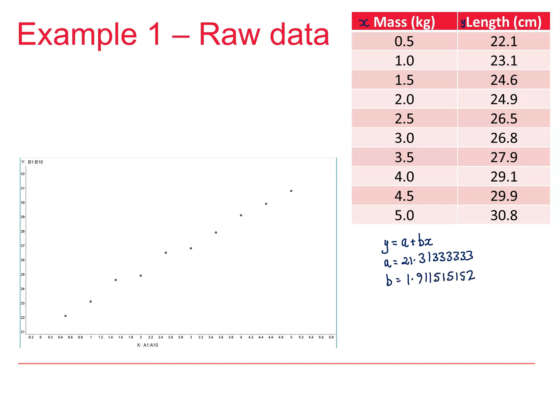Using m for mass and l for length, you can then write down the equation of the line. l is equal to 21.3, using at this point sensible rounding, plus 1.91 m.